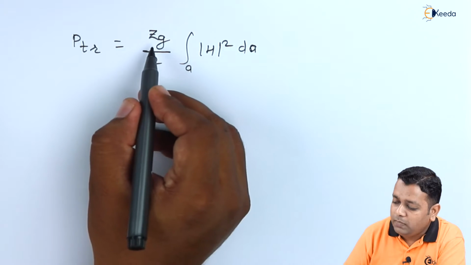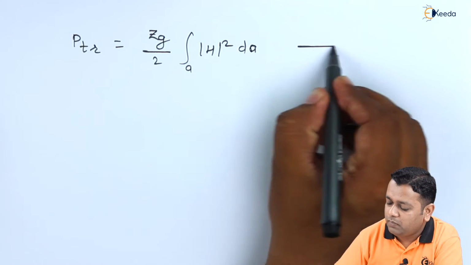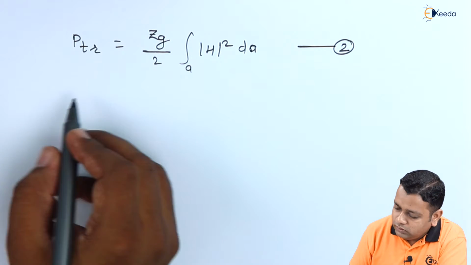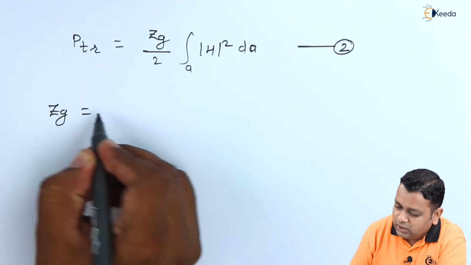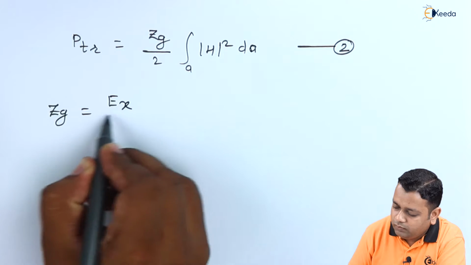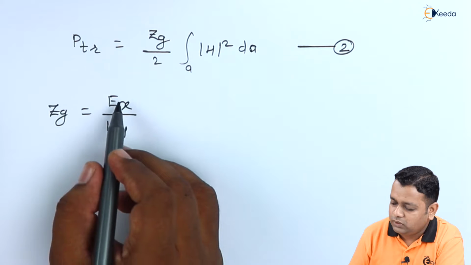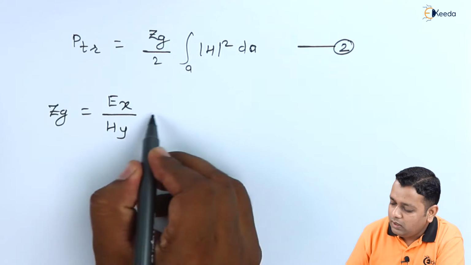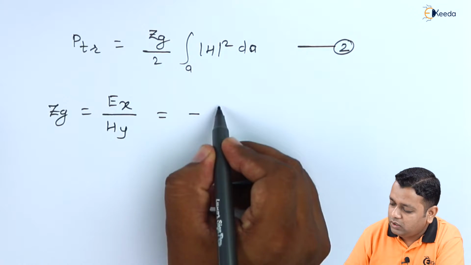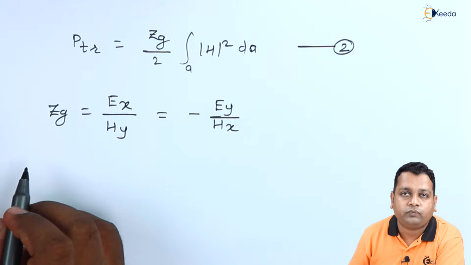Now the mention of Z suffix g in both of these equations, let us say the combined equation will be equation number 2 here. So Z suffix g inside the waveguide is nothing but the ratio of the magnitudes of the electric and the magnetic component here. So it is Ex divided by Hy, and when you reverse the directions, at that time it will be the negation of the ratio of Ey to Hx here.